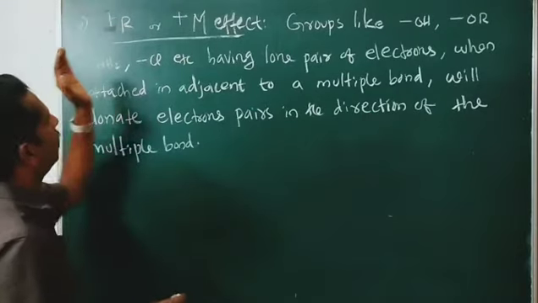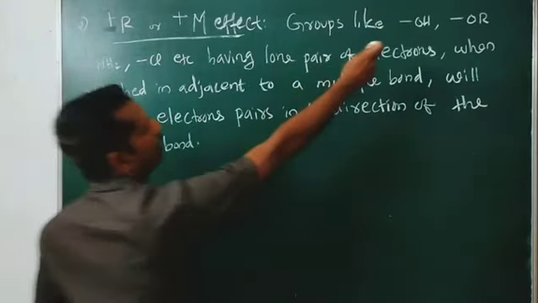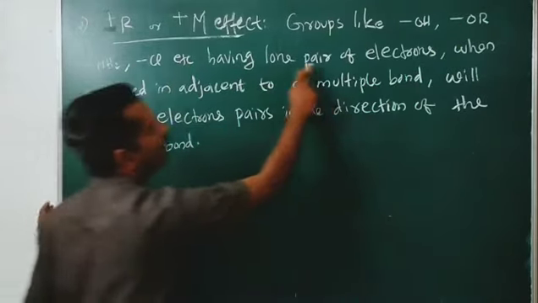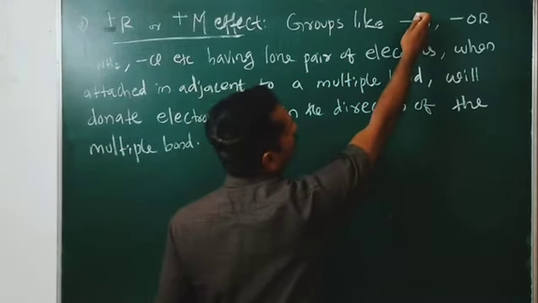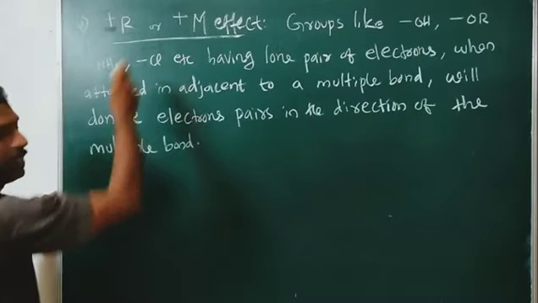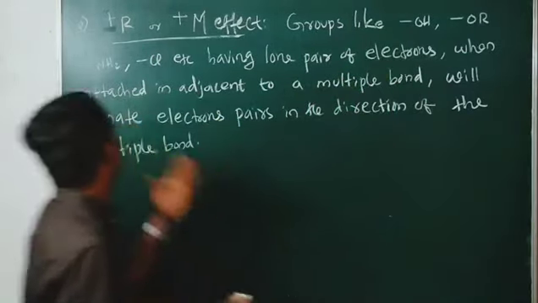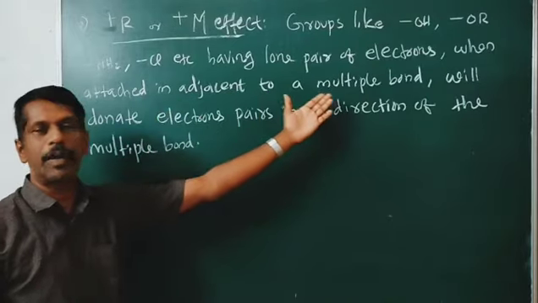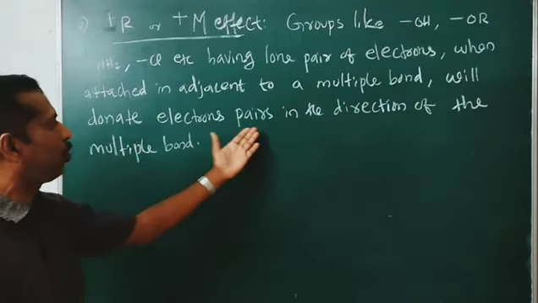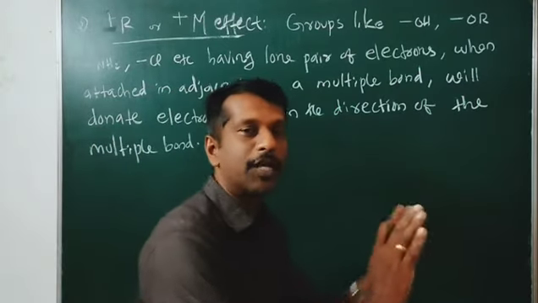Now the next one is plus R effect or plus M effect. Groups like OH, OR, NH2, Cl, etc. having lone pair of electrons. So here you can see that oxygen is having a lone pair of electrons. Here also oxygen, and here nitrogen is having a lone pair of electrons. Cl is also having a lone pair of electrons. These types of groups having lone pairs of electrons, when attached adjacent to a multiple bond, will donate electron pairs in the direction of the multiple bond.